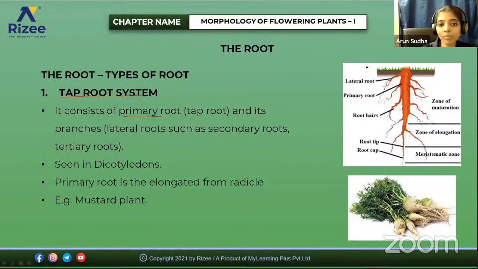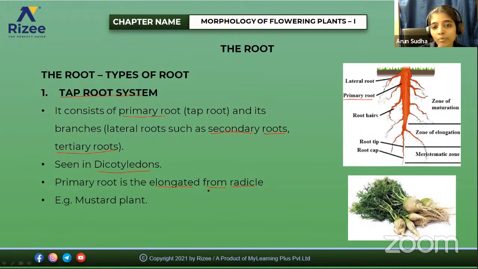So it consists of the primary root, the center part, and from the primary root there arise lateral roots. These are the lateral roots that arise from the primary root, such as secondary roots and tertiary roots. This type of root system is particularly present in dicotyledons, so they show the taproot system. The primary root is elongated from the radicle. That's what we saw.